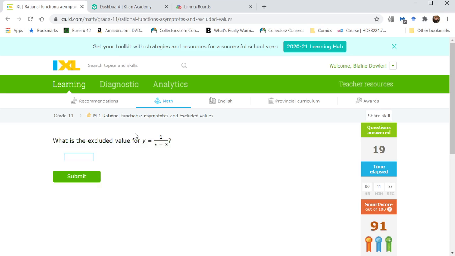All right, we are just entering the challenge zone with 19 questions answered. So one more. What is the excluded value for y equals 1 over x minus 3? That's where the denominator equals 0. So that's where x equals 3.